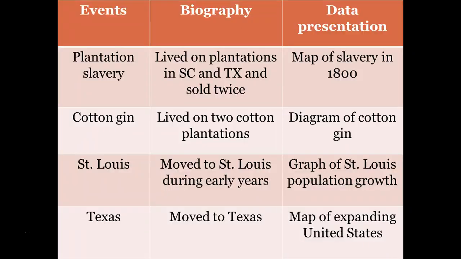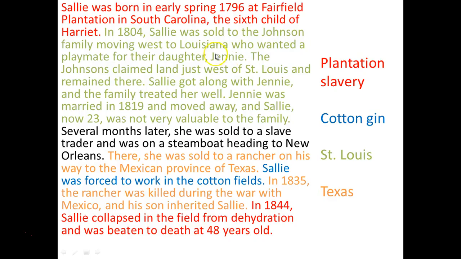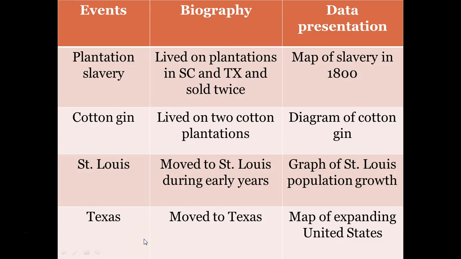So that's how you can take these events, turn them into pieces of a person's biography, then actually create the biography. The next step is to look at data presentation. What are you going to show? So for plantation slavery, we have living on plantations in South Carolina and Texas. So I thought one way to show that would be to show where slaves were in 1800, right? If we're going to be talking about plantation slavery around 1800, might as well show where plantations and where slaves were in 1800.